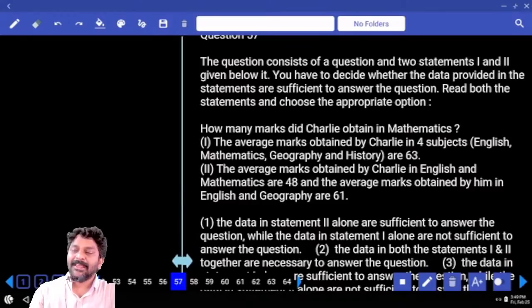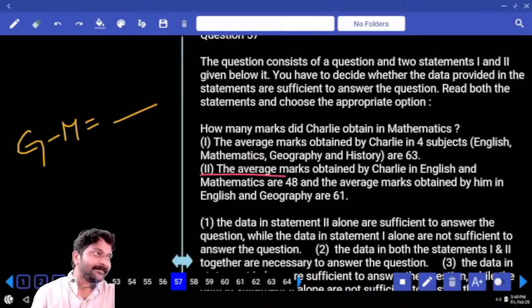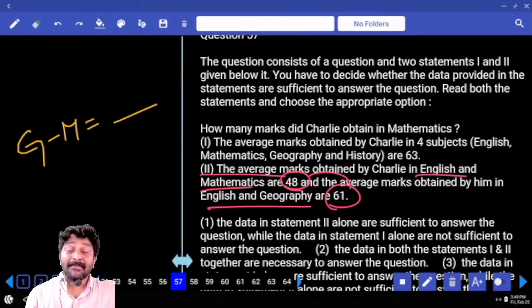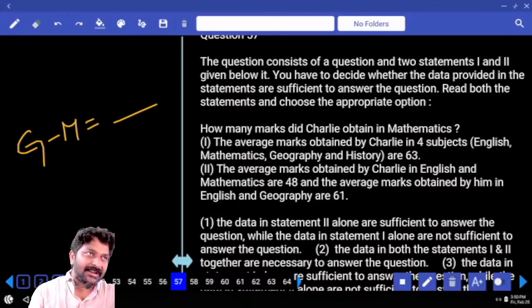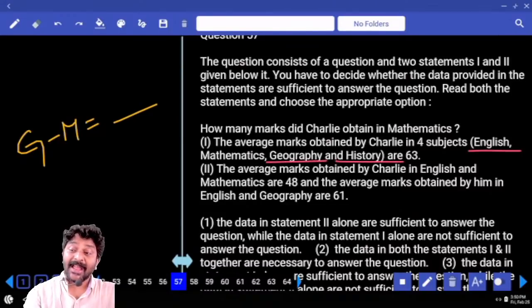Using only the second statement, can you answer how many marks he scored in mathematics? What can you answer from the second statement? The difference of marks in geography and mathematics. This you can calculate. Here English is with maths, and English is with geography. So the difference in average comes from which subjects? From maths and geography. English is common, so we can calculate only the difference of marks in geography and maths. That's all, nothing more than that. So using the second information, we cannot answer. Using both, can we answer the question? No way. To get maths, we need to know marks obtained in English, geography and history also. That information is not here. So the answer cannot be determined. Correct?